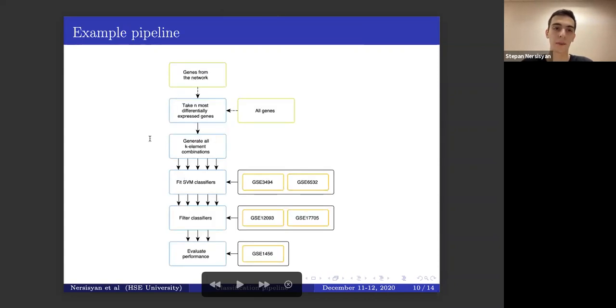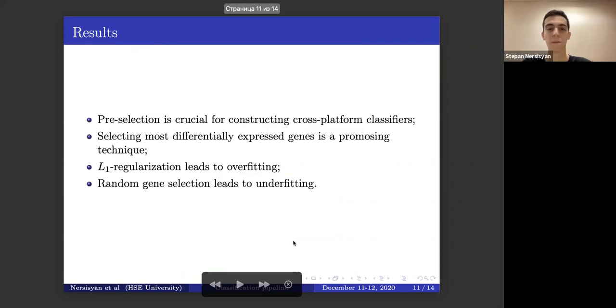So here's a brief overview of our pipeline. So we have all genes or genes from the interaction network. This is a pre-selection step. Then we use feature selection. In this image, we take n most differential expressed genes. Then we iterate over all k element combinations, feed SVM classifiers on 2 microarray datasets, filter them on other microarray datasets, and evaluate performance on validation set.